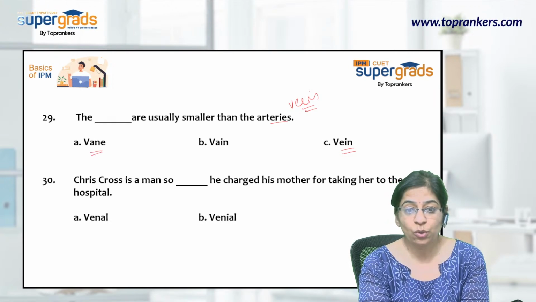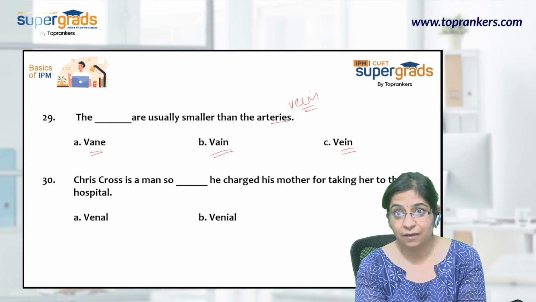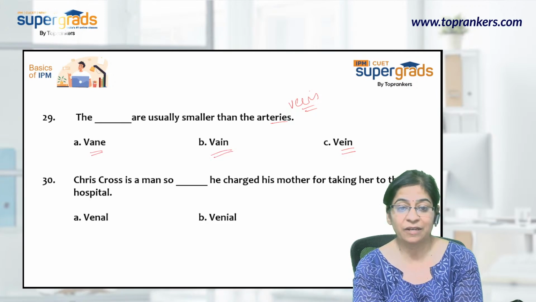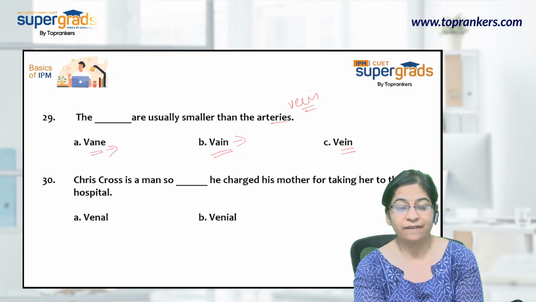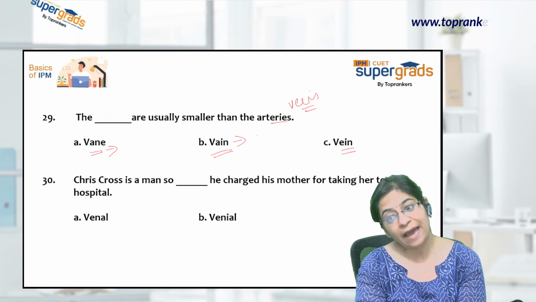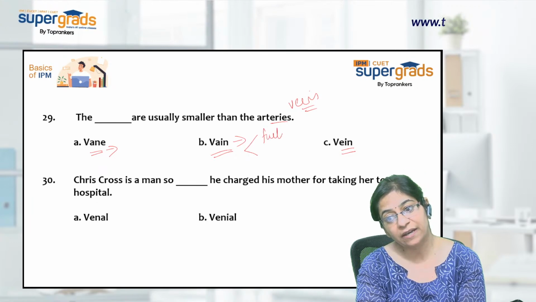But there are two more words which share the similar sound, if not the similar spelling. One is V-A-N-E, vane, and the other one is V-A-I-N, vain. Now, vain has two meanings. One is futile.